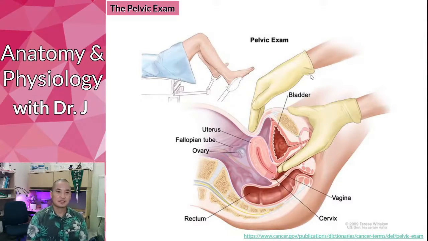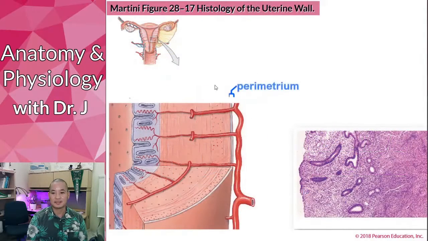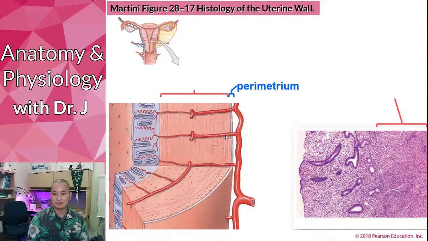So what are they trying to detect with the pelvic exam? One thing they might be checking is how the uterine wall feels. The uterus has many layers, and there are three main layers. There's a perimetrium. Again, that prefix peri means something surrounding. So this is a membrane, or the surrounding of the uterus itself, the outer membrane.